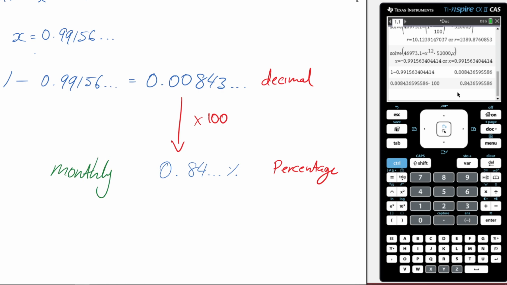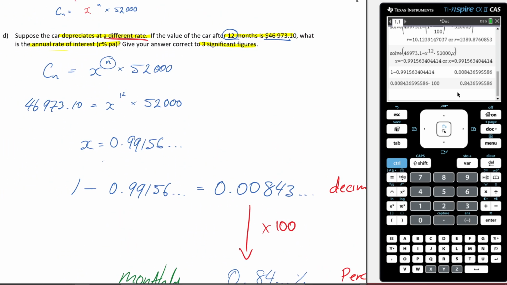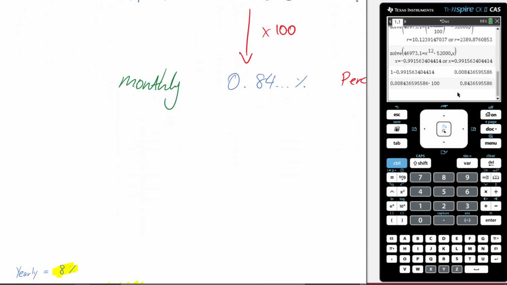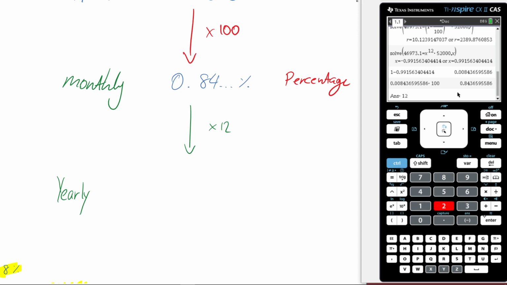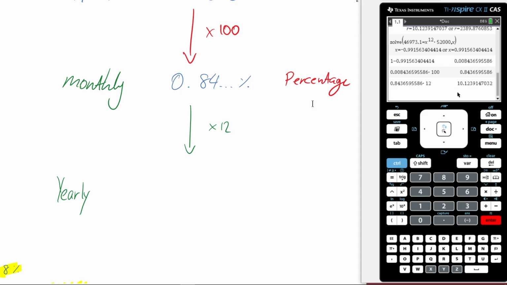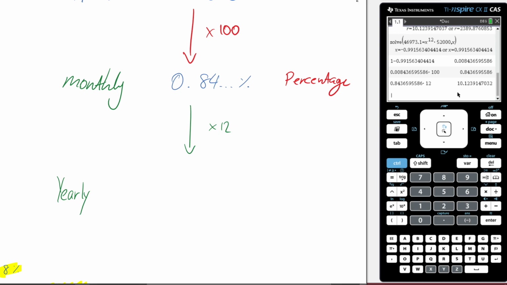Now, if you look back at the question, we don't want monthly. What do we want? We want the annual rate of interest, the annual. So that means I'm going to have to turn this into annual, which is another word for yearly. To do that, I'm going to have to times it by 12 because there's 12 months in a year. And when I do that, I'm going to end up with 10.1%. And that's what we got.